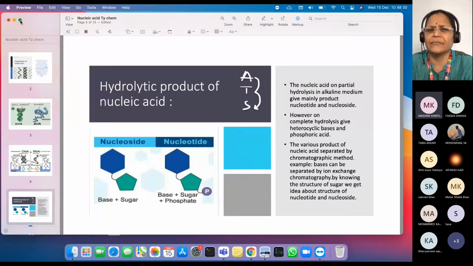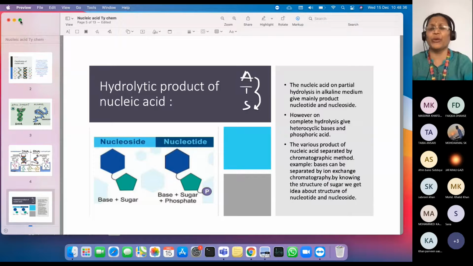Nucleic acid hydrolysis with nucleotide. Nucleotide hydrolysis with nucleic acid. Not with, not with. I repeat once again, don't make a mistake. Nucleic acid on hydrolysis gives nucleotide. Nucleotide on hydrolysis gives nucleoside. How, why, where? I'll explain everything.